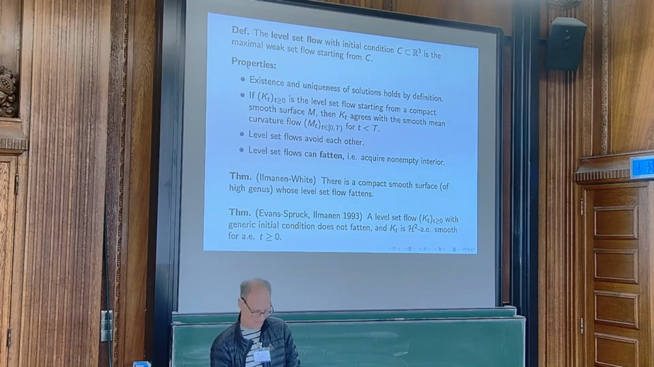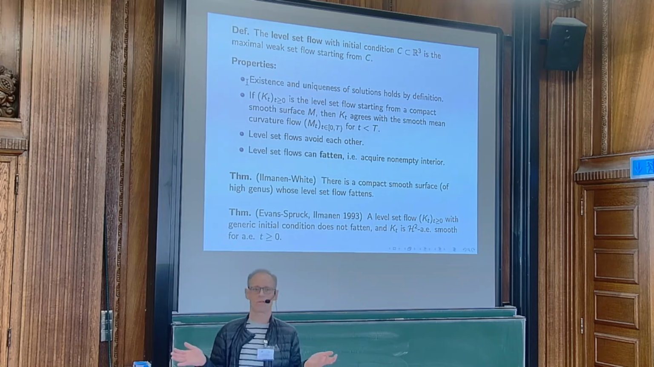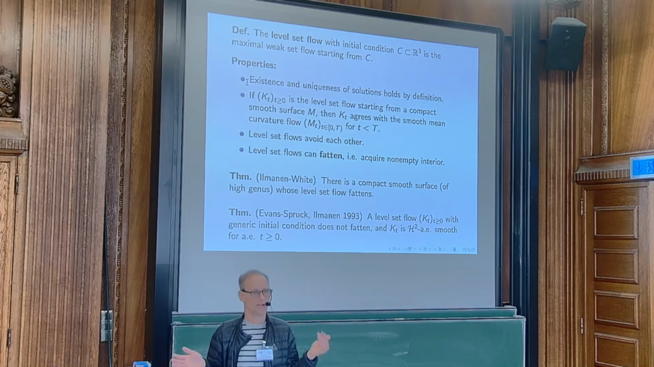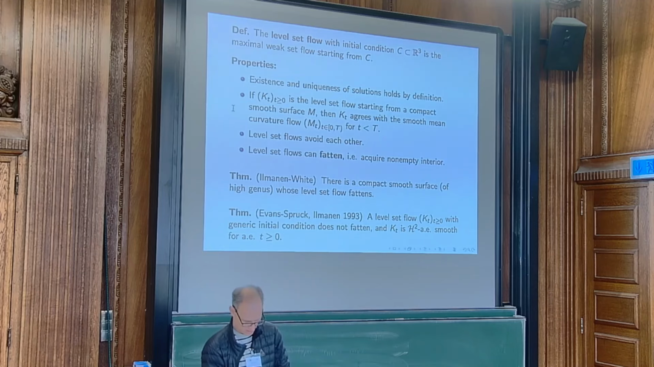Okay, so properties. Well, the first is that you get existence and uniqueness of solutions almost by definition. Not only that, you get it for any compact set. So that sounds pretty good. Also, if you look at the level set flow starting from a compact surface, then it agrees with the classical flow for as long as the latter is defined. That's kind of a reality check, so that's also good. Level set flows avoid each other. That's also good. But the bad news is that level set flows can fatten.